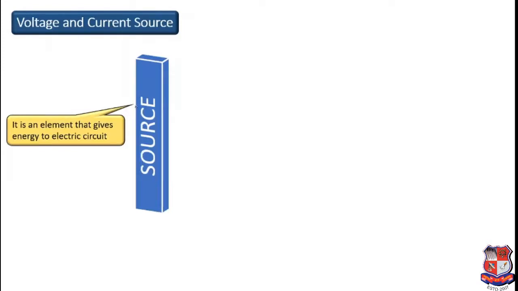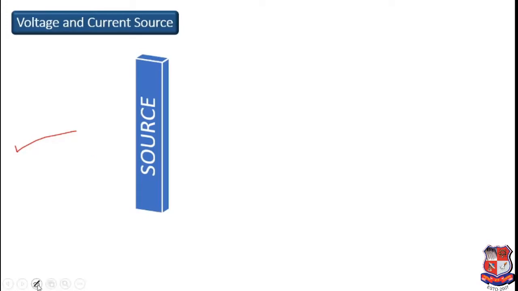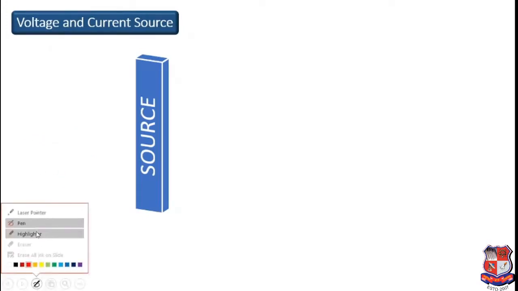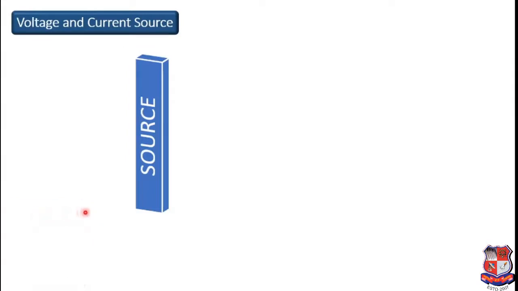So to get some desired output, some energy would be required. That energy is given by this source. Okay. Now these sources are of different types. So let us study the types of sources.